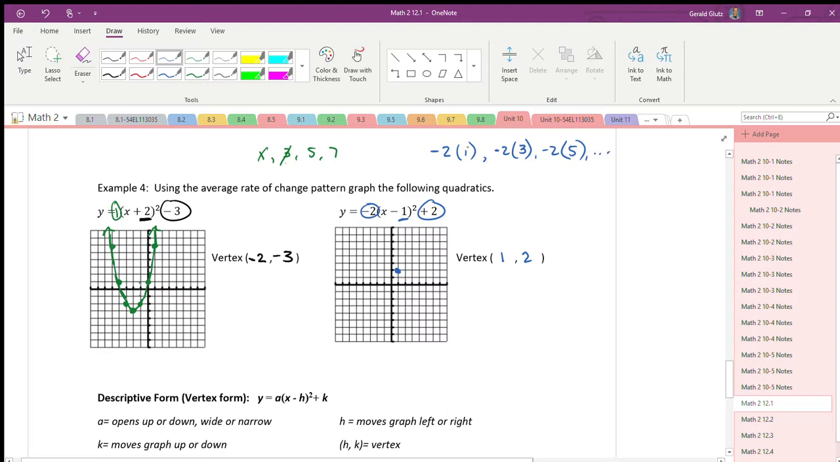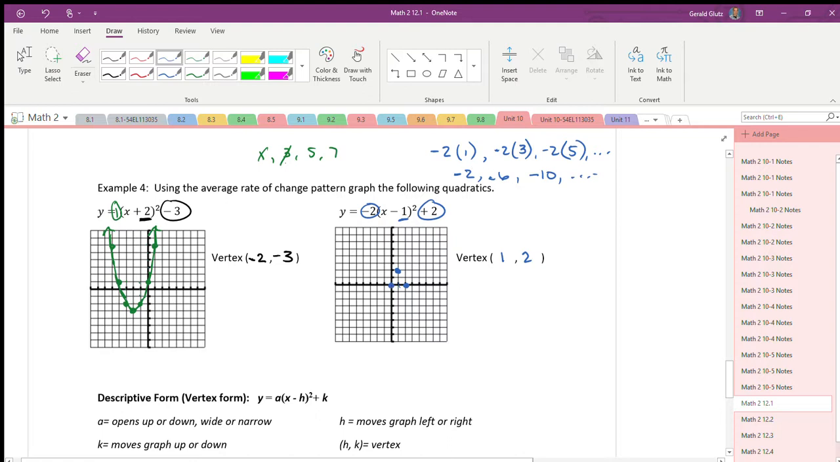So instead of 1, 3, 5, 7, we're going to have -2 times 1. So -2, -2 times 3 is -6, -10, and so on. So these are going to be our average rates of change now. So instead of going up 1, right 1, I'm going to go down 2, right 1. So down 2, right 1. I do the same thing to the left, down 2, left 1, excuse me.